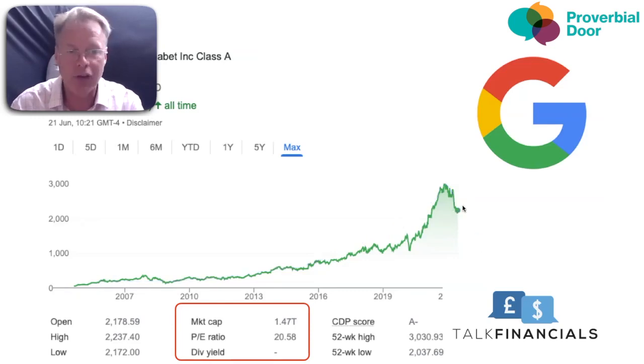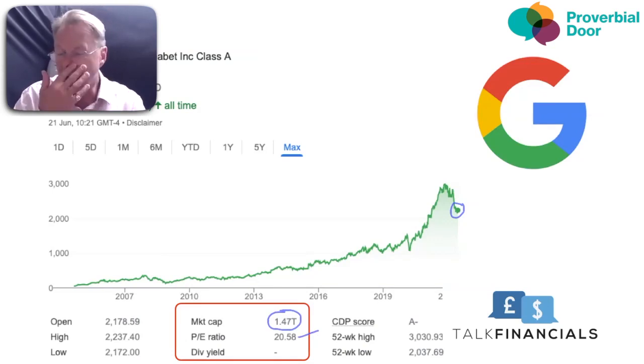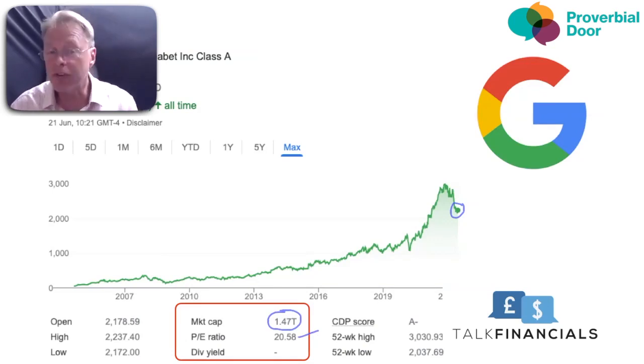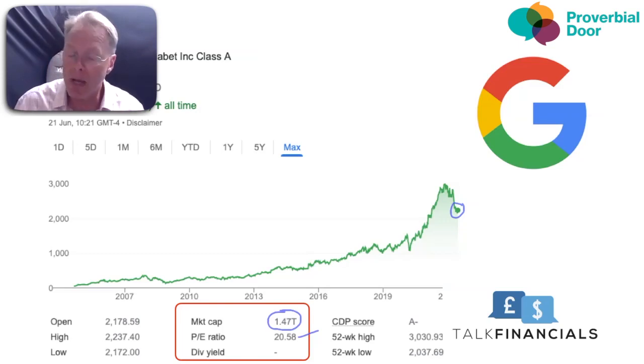Okay, so there is a correction. The question is, is that a buying opportunity? Well, look at the numbers. They're valued at 147, nearly $1.5 trillion. PE ratio, 20 times earnings. 20 times earnings, that's about a 5% yield. 5% yield in 10% inflation means you're losing money.